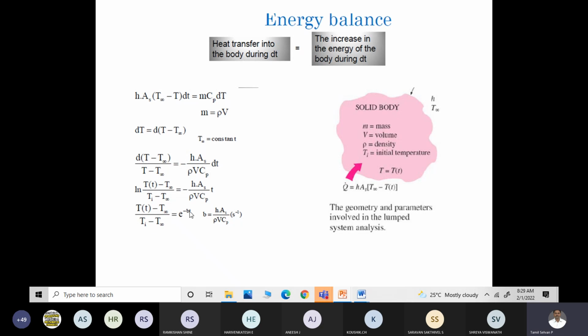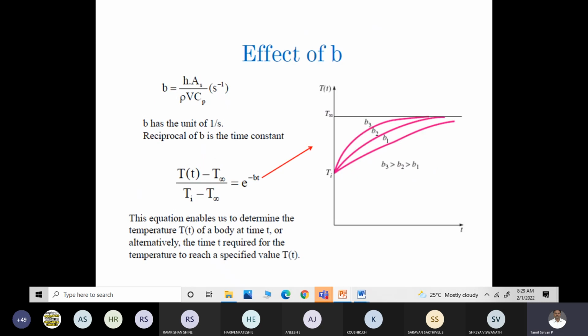All of you are able to note down how you got this expression, students? Yes, sir. Now this B, what is the effect of B? B has a unit of 1 by seconds, or second inverse. And the reciprocal of B is usually the time constant.